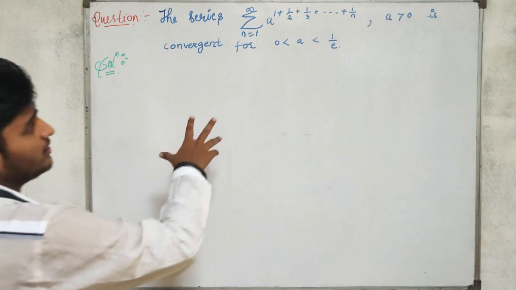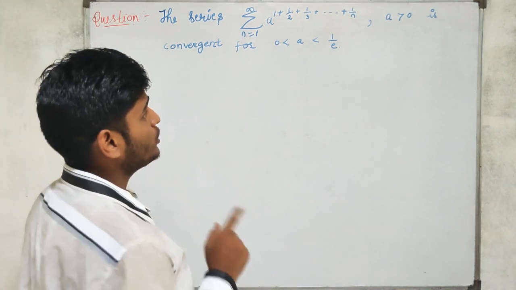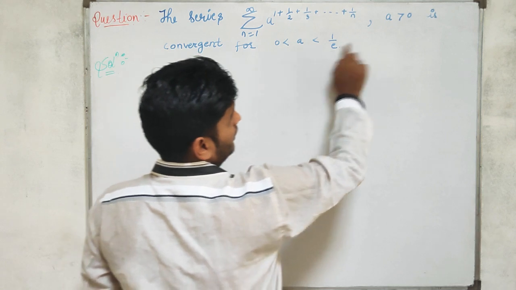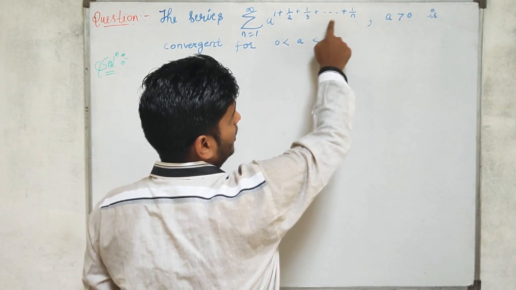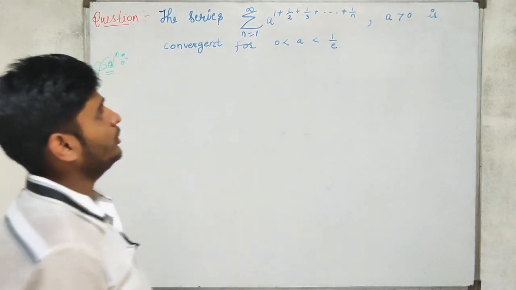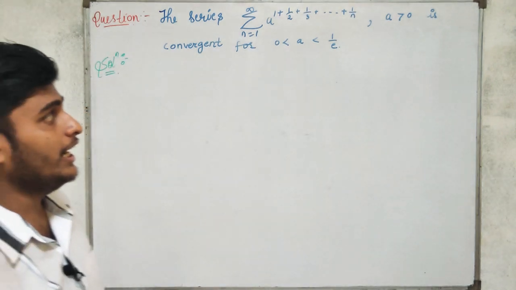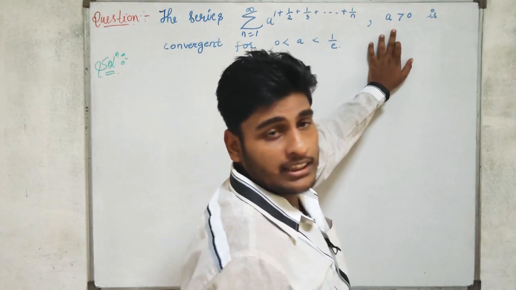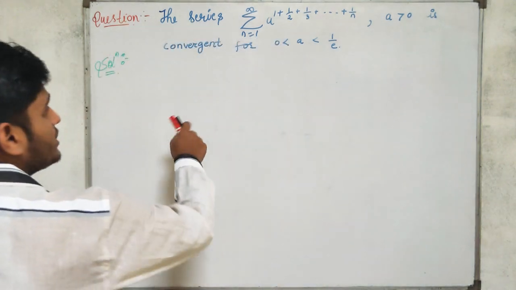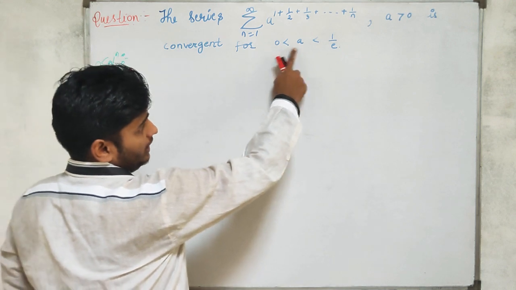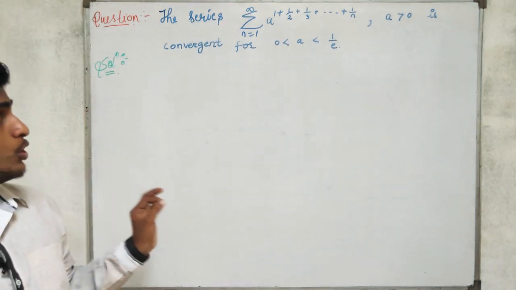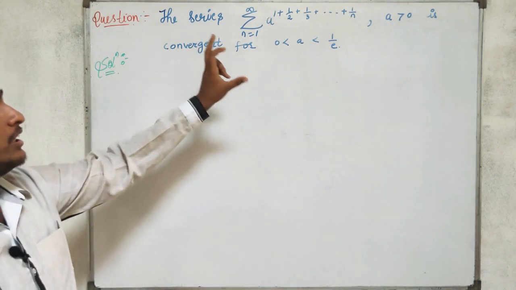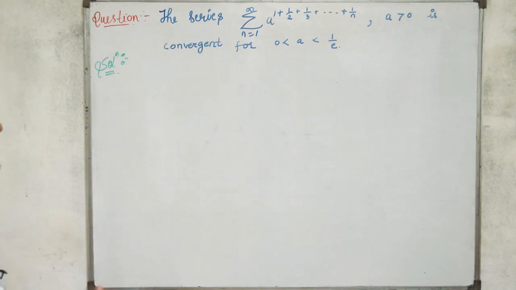The statement is the series, this question is from positive term series. The series a raised to power 1 plus 1 by 2 plus 1 by 3 and so on up to 1 by n, where n is going from 1 to infinity, and the condition on a is greater than 0, is convergent for a greater than 0 and less than 1 by e. For those values of a, this series is convergent. So we have to prove this question. So come to the solution part.